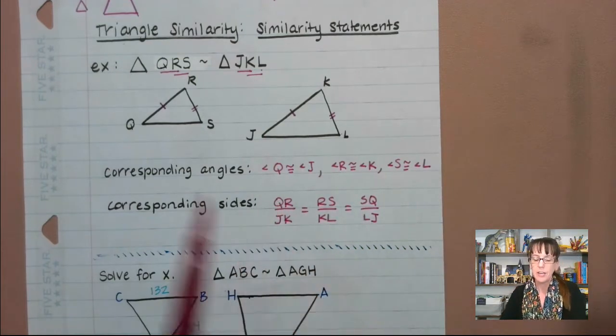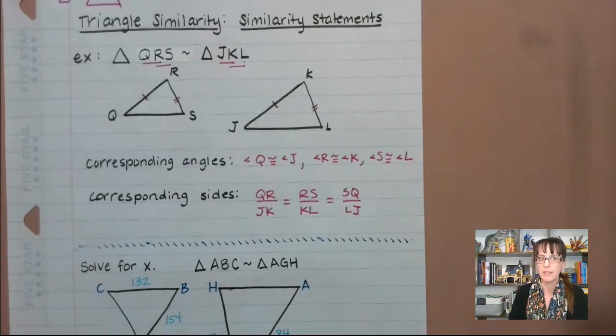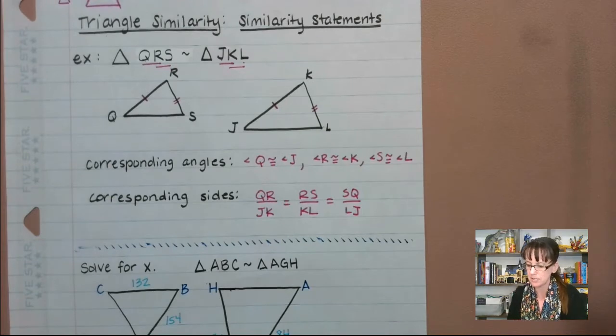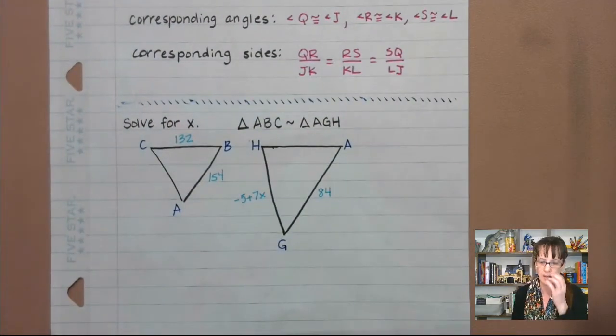Notice that for the first triangle, they're all upstairs in the numerator, and for the second triangle, they're all downstairs in the denominator. Okay, let's use this new information to actually solve for X. So we're going to solve an equation here.